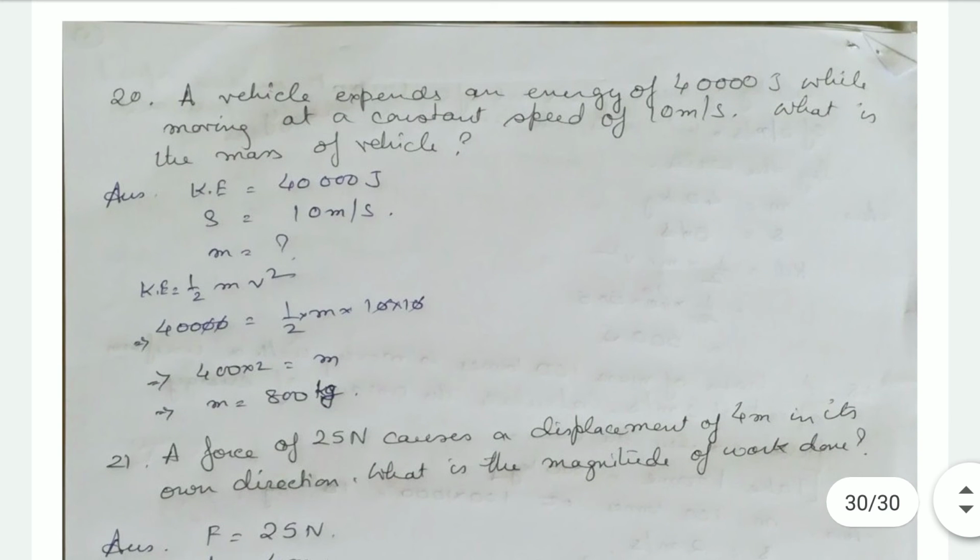Okay. Next, we come to a vehicle that expends an energy of 40,000 joules while moving at a constant speed of 10 meters per second. What is the mass of the vehicle? Kinetic energy is 40,000 joules, v is equal to 10 meters per second. m is not given, finding it out. K is equal to half mv square. So that comes to m is equal to 800 kg.